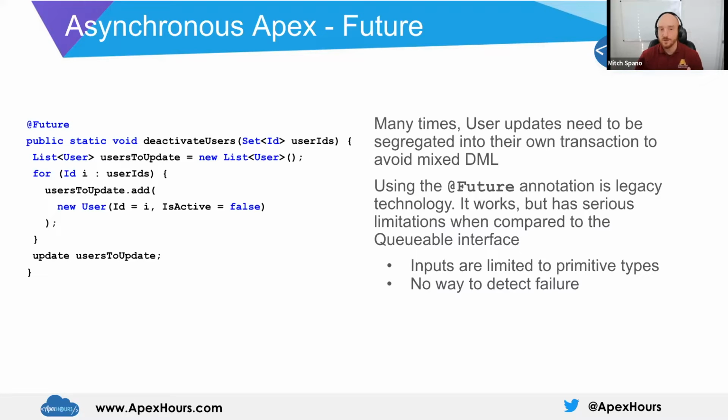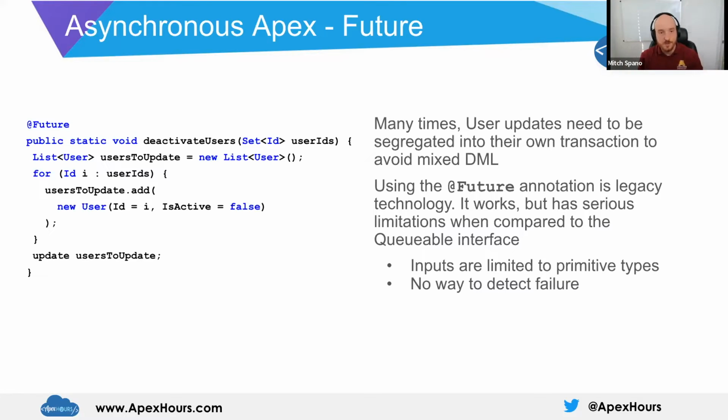This is the old way of doing it, though. There are some serious limitations with the use of the @future annotation. The input types are limited to primitive values, right? So you can't pass in a collection of users. You need to give in a collection of user IDs, for example. And furthermore, there's really no way for us to detect failure. So if something went wrong here, we don't really know. There's no good way for us to send an email to the person who called that future method in their transaction to say, hey, we were actually unable to successfully update these users that you just tried to do. So the future annotation is the old way to do it.